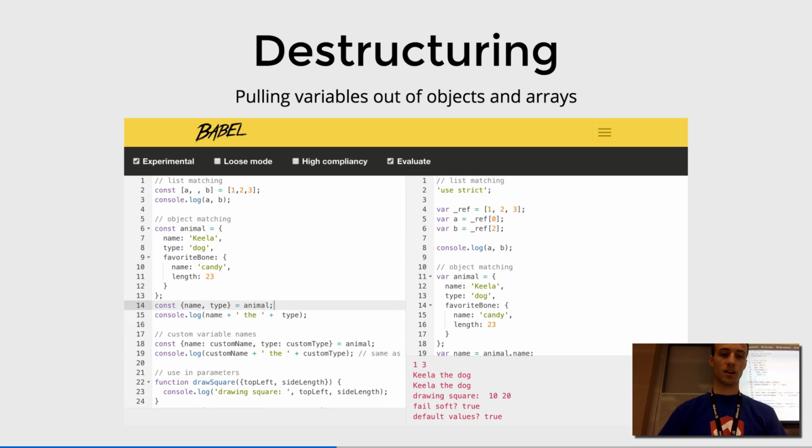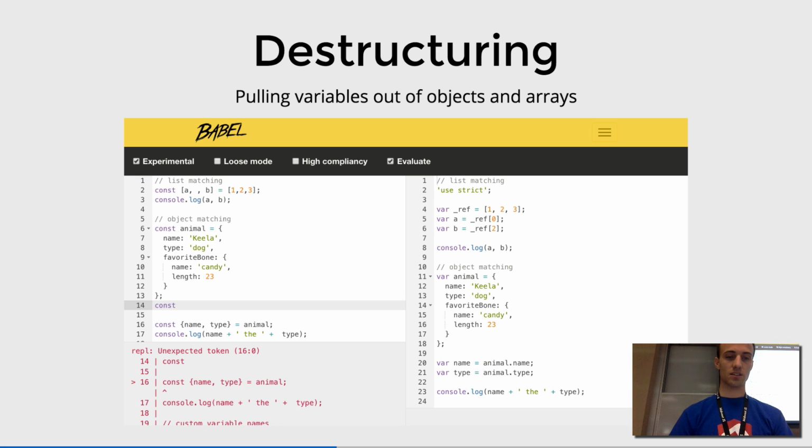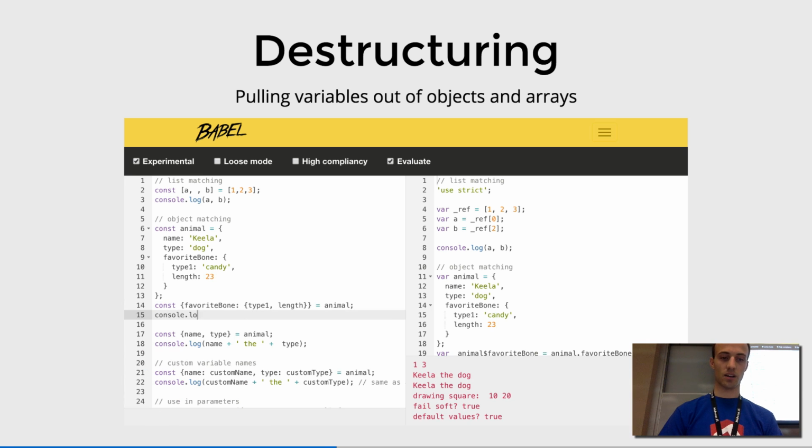Well, it's actually sort of simple. So we say const, and actually I'm going to change this from name just for simplicity, type. No, we already got a type 1. I don't care. So we're going to say favorite bone. So we'll destructure that, and then we'll pull out type 1 and length from animal. And we'll console.log type 1 and length. And there we go, candy 23.